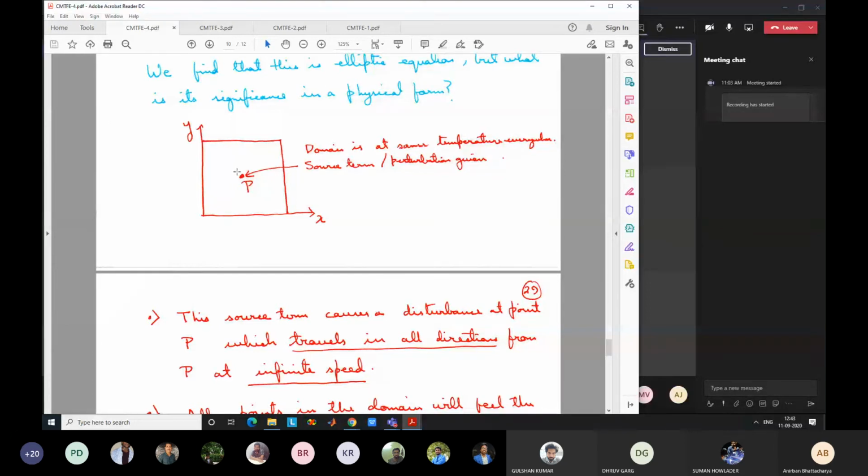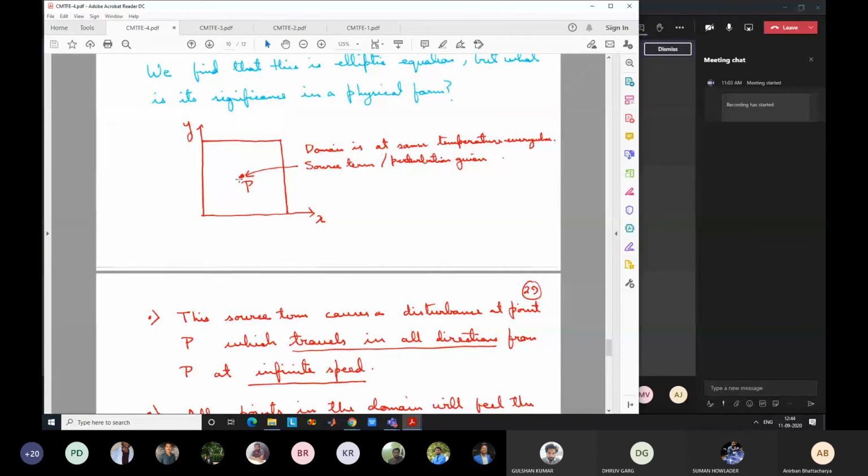This is very important: it will travel in all directions. Influence will travel in all directions. And the second important thing is that it will travel at infinite speed. So instantaneously we should feel the change. It is not like a transient problem. Instantaneously there should be change.